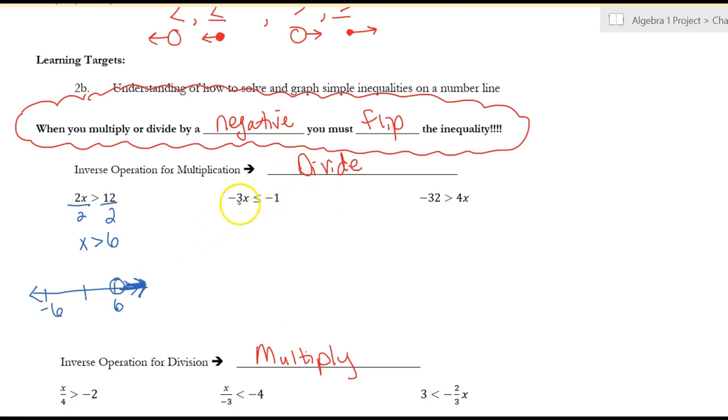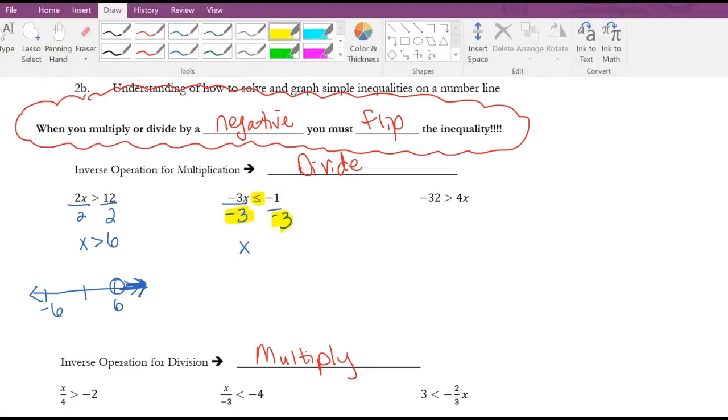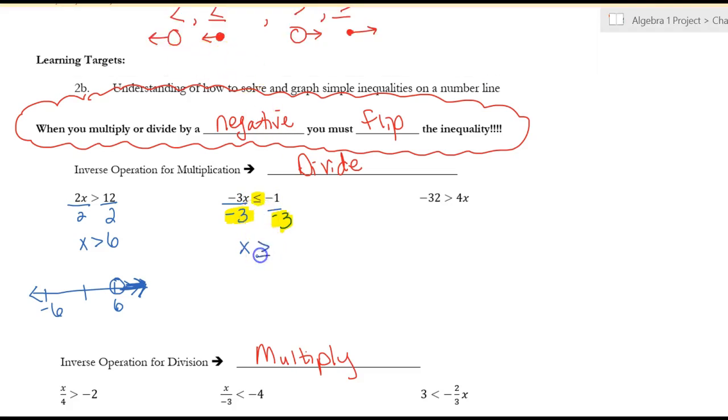All right, the next one, I have to get rid of a times negative 3, so I'm going to divide by negative 3. And now look, I divided by a negative. So that means I have to flip that inequality. So now it becomes greater than, and negative 1 over negative 3 becomes a positive 1/3. So there's an example of what it means when you have to flip. So I have a closed circle, and it became a greater than, so I'm going to go to the right.